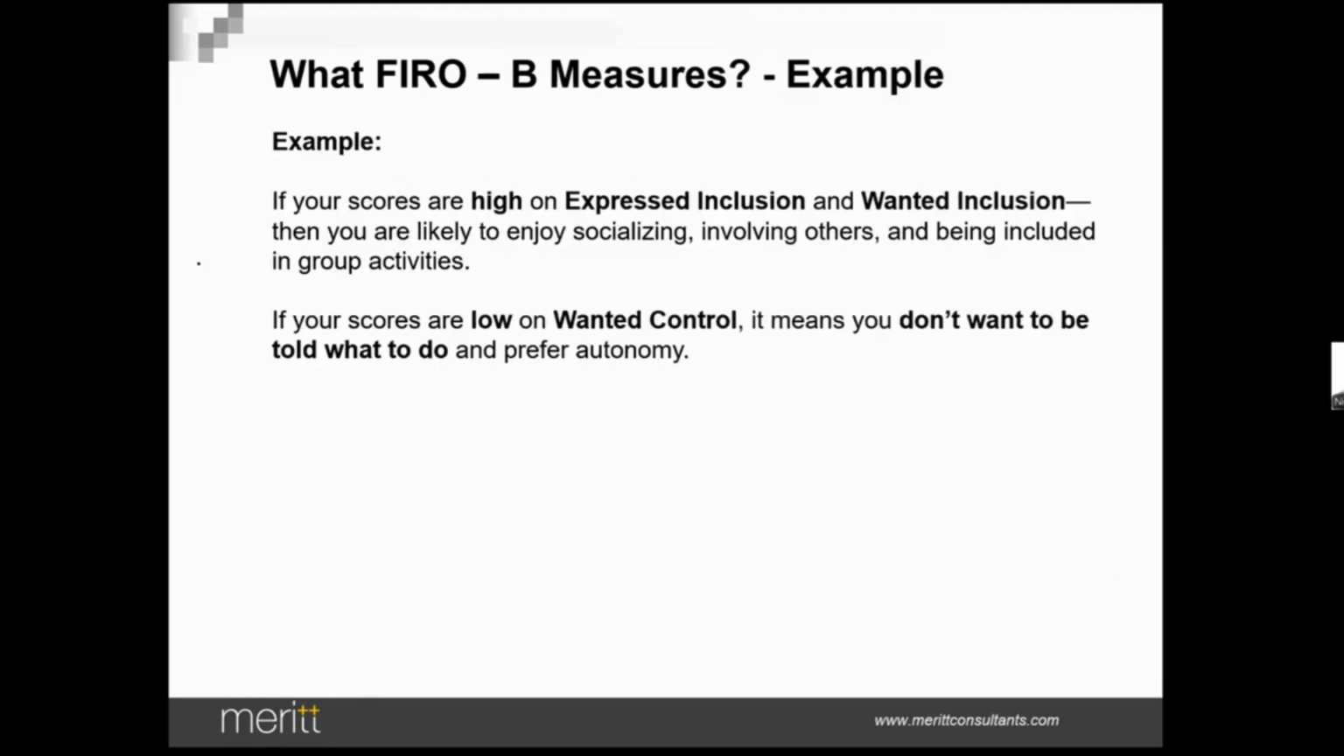Say, for example, if your scores are very high on inclusion expression and inclusion wanted, that means you are a person who enjoys socializing, who enjoys involving others, and who also likes to include others in the group activities. Now, if your scores are low on wanted control, what does it mean? It means you don't want to be told what to do.